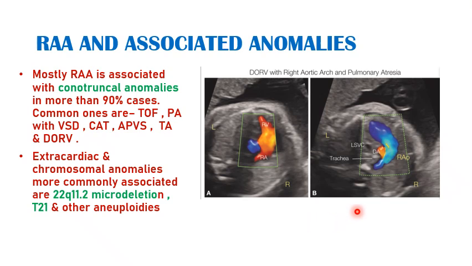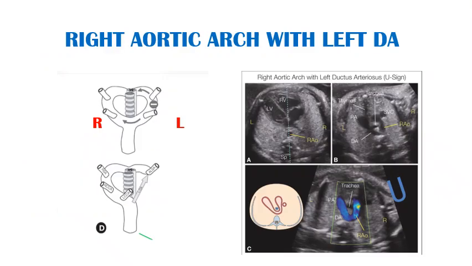Here we can see in the three-vessel trachea view, both the ductal arch and aortic arch are forming a V on the right side of the trachea, with antegrade flow in the aortic arch and reversal in the ductal arch. Right aortic arch with left ductus can also be there.